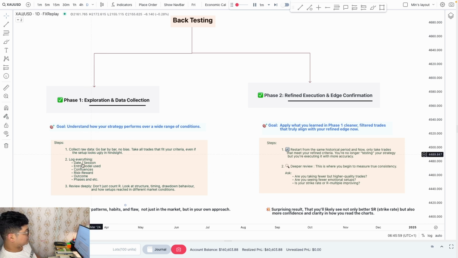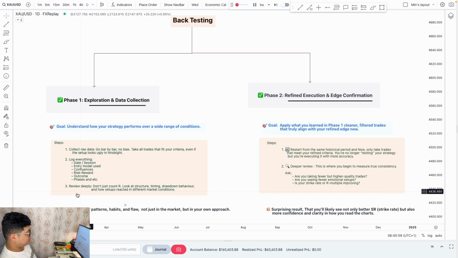Here I've given some examples: date, session, entry model. It could be M5, LC1, LC2A, or M50 risk entry, whatever it is. Then confluences: what was the really positive thing that made you take the trade? Write those down also, along with the risk reward, outcome, phase, and so on.